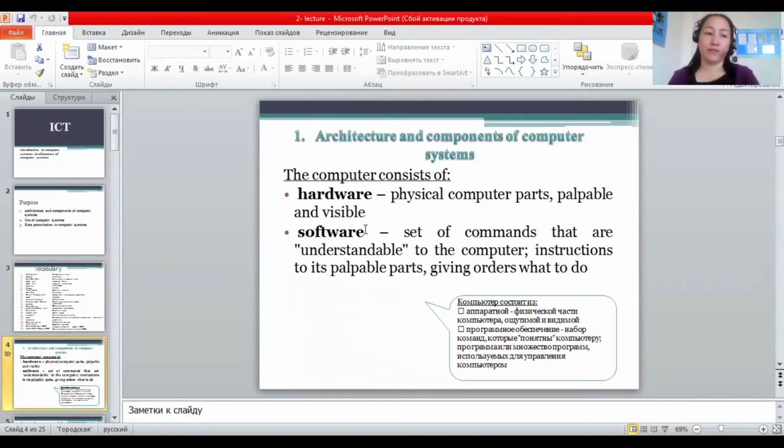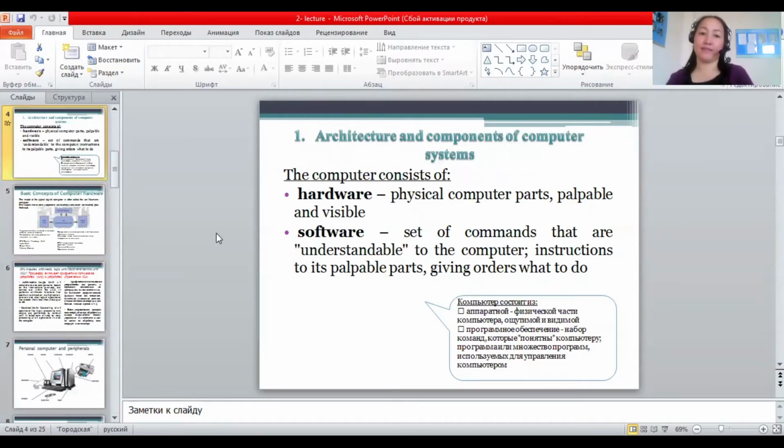Under the first slide, I illustrate that the computer consists of hardware and software, you know? Architecture and the components of computer systems. The computer consists of hardware, the physical computer parts, palpable and visible. And the second, software, a set of commands that are understandable to the computer, instructions to its palpable parts, giving orders on what to do. At the bottom, I write a comment in Russian.